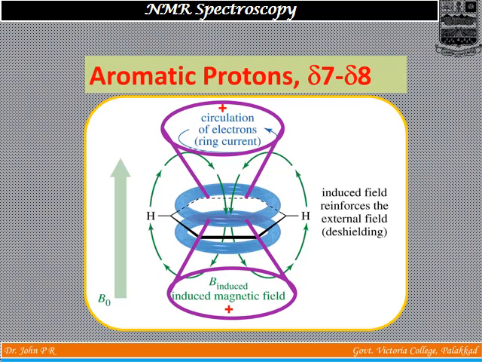So those hydrogens will experience a slightly higher magnetic field. That is a de-shielding effect. So aromatic hydrogens, because of this ring current, are de-shielded.